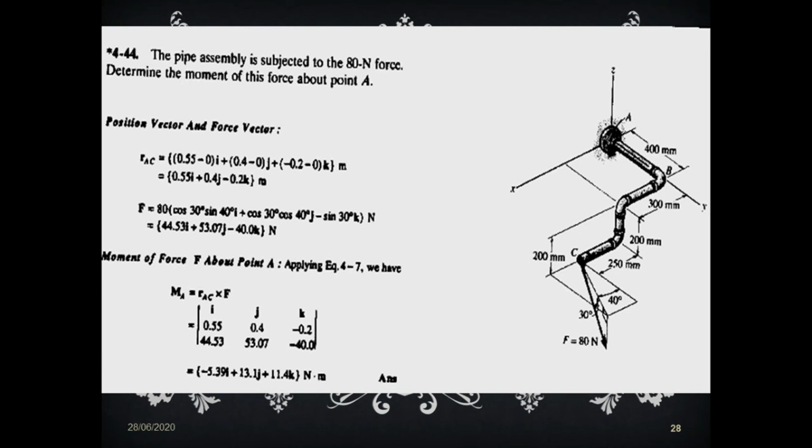So this assembly is subjected to the 80 Newton force. You need to determine the moment of this force about which point? This is the point A. And where is the force? This is the force, which is 80 Newton. So F equals 80 Newton. Here this force is acting in three dimensions, and it is a 3-dimensional space force. Why? Because it is not in the XY plane, not in the YZ plane, and not in the XZ plane. The force is acting at C, and the moment effect is to be taken at A.